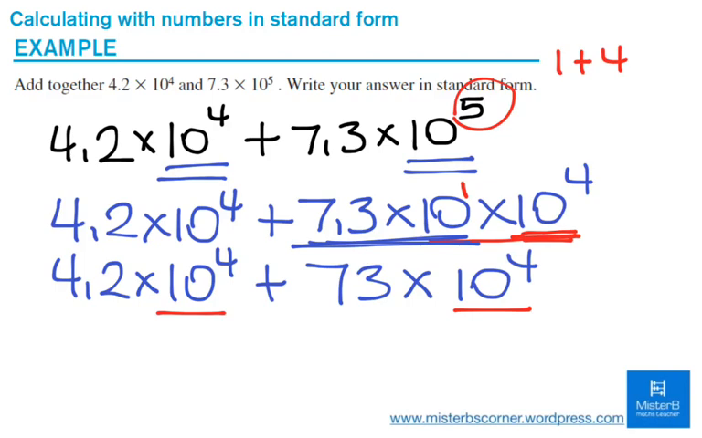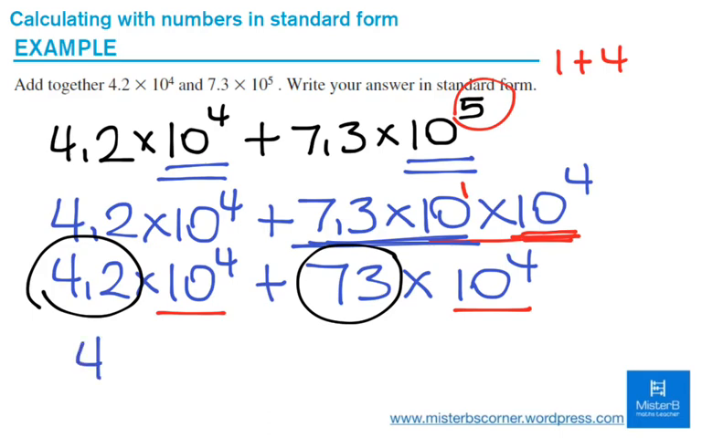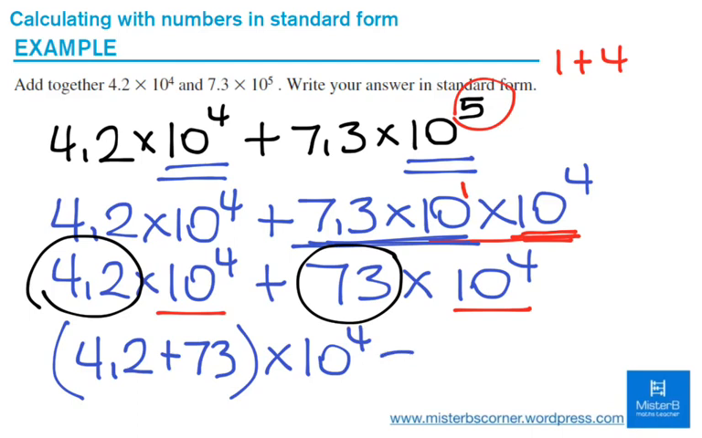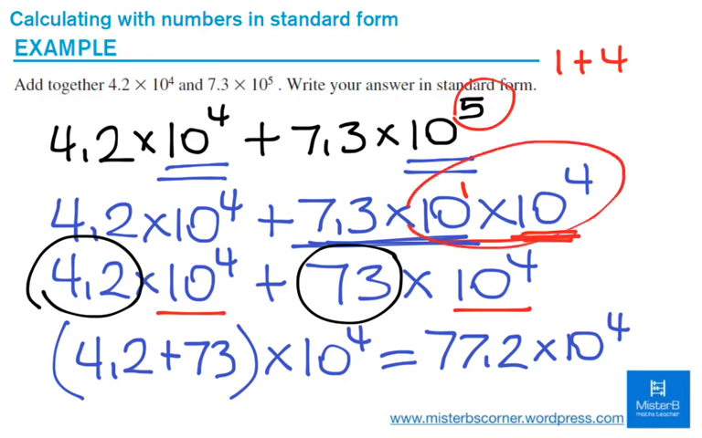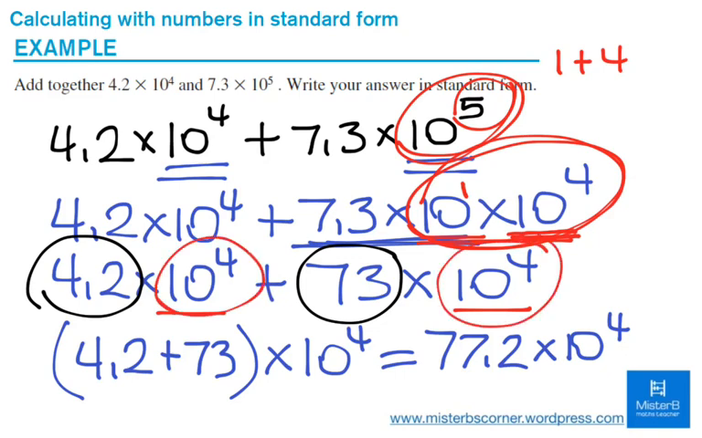This means I can add these numbers, 4.2 and 73. So it's going to be 4.2 plus 73 times 10 to the power of 4, which would be 77.2 times 10 to the power of 4. So the idea is that I have to break the power of 10 into appropriate powers of 10 so that I can equate the powers.